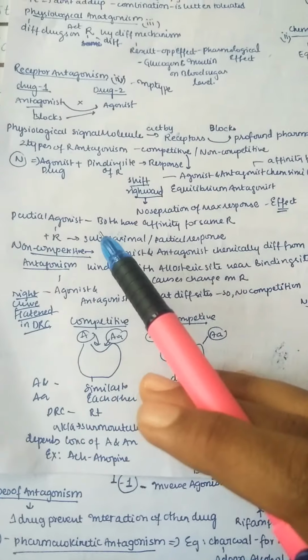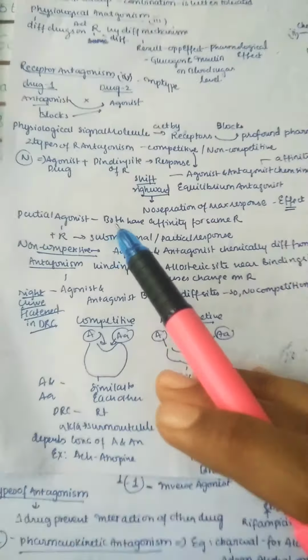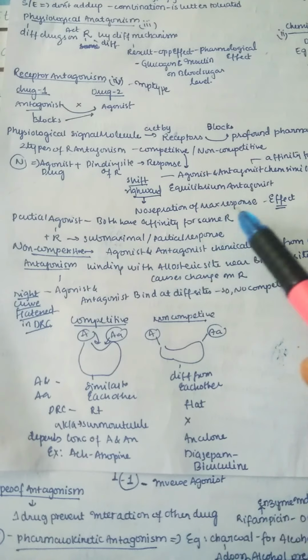So what is a partial agonist? Both have affinity for the same receptor. That is, a partial agonist binds with the receptor and produces a submaximal or partial response.